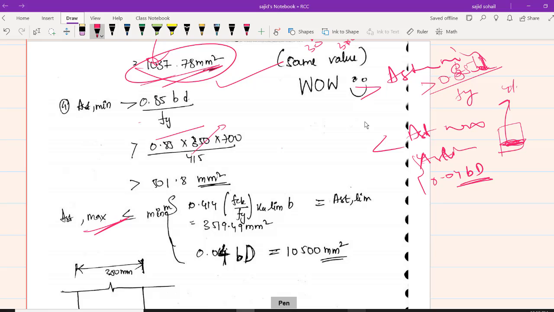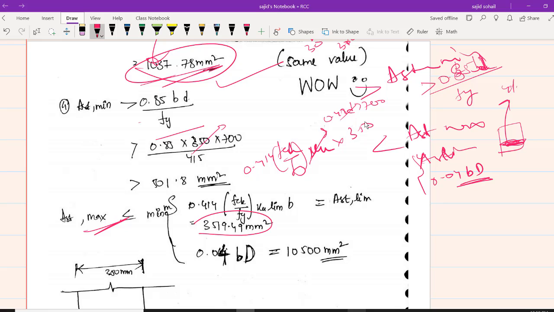So how much is AST maximum? You have to calculate AST limit. How to get it? 0.414 fck by fy into Xu limit. Xu limit value you know, right? What is Xu limit? This is for Fe415 concrete. So it is 0.53D for Fe250, 0.48D for Fe415. So 0.48 into D value which is 700 into your B value. B value is 350. Just substitute.